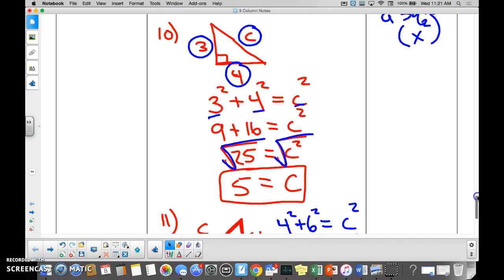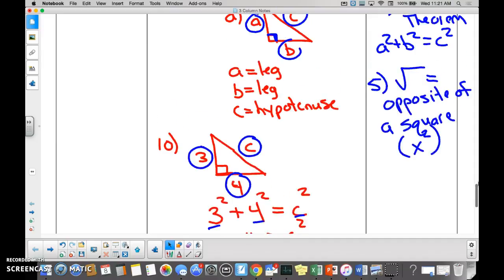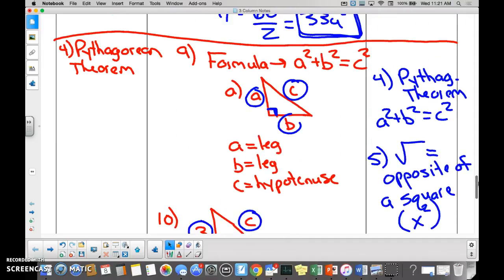Okay, so your cheat sheet ideas here would be Pythagorean theorem, Allison, A squared plus B squared equals C squared, and the fact that a square root symbol is opposite a square. Everyone say, repeat after me. A square root symbol is opposite of a square.